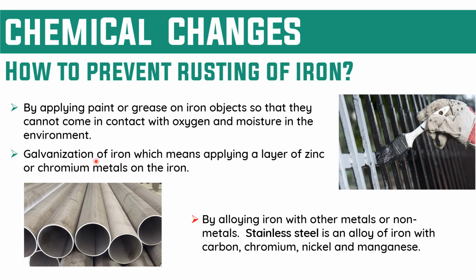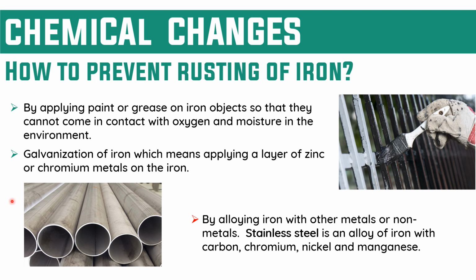All these details you will study in the higher classes. Now galvanization means applying zinc or chromium on iron. So like this we can protect iron from rusting. Probably you can see this type of pipes. These pipes are galvanized using zinc or chromium metals.